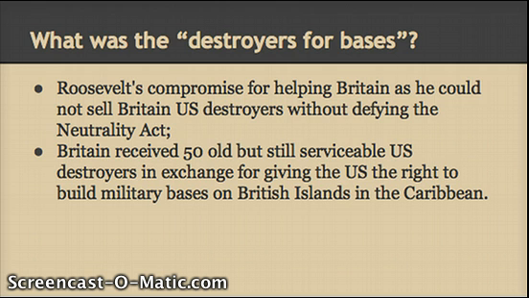What was the Destroyers for Bases? This was a part of Roosevelt's agreements with the UK in order to keep our neutral stance but still give aid. Roosevelt's compromise for helping Britain was needed because he could not sell Britain US destroyers without defying the Neutrality Act. So Britain received 50 old but still serviceable US destroyers in exchange for giving the US the right to build military bases on the British islands in the Caribbean. These leases are for 99 years, so I believe we still have these.